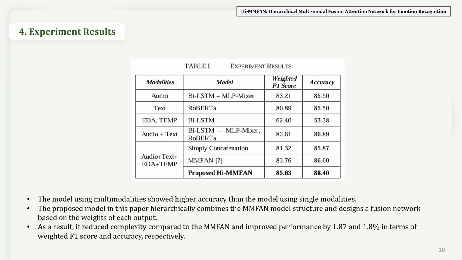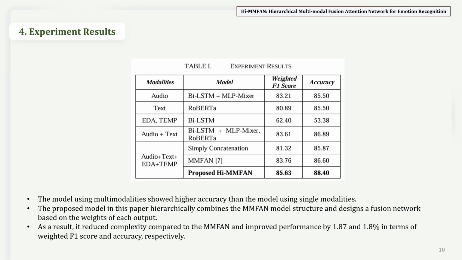Experiment results. We used weighted F1 score and accuracy as evaluation metrics to accurately evaluate the performance of the model on imbalanced data. Table 1 compares the results of emotion recognition using a single modality and emotion recognition using multimodalities. The model using multimodalities showed higher accuracy than the model using single modalities.